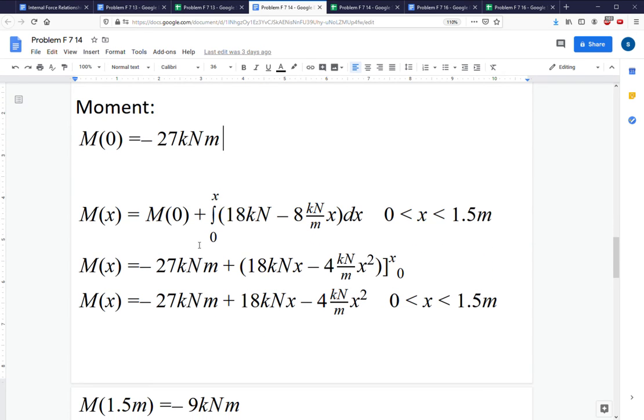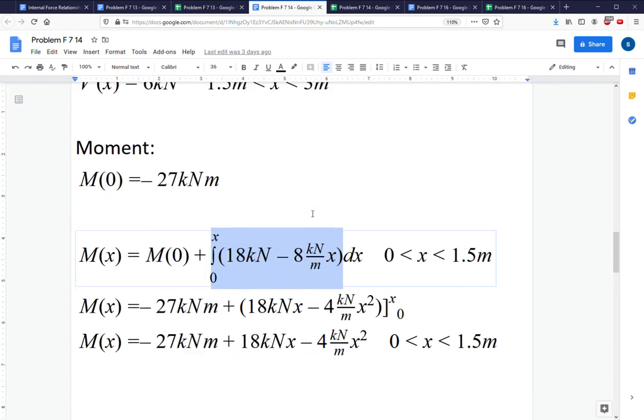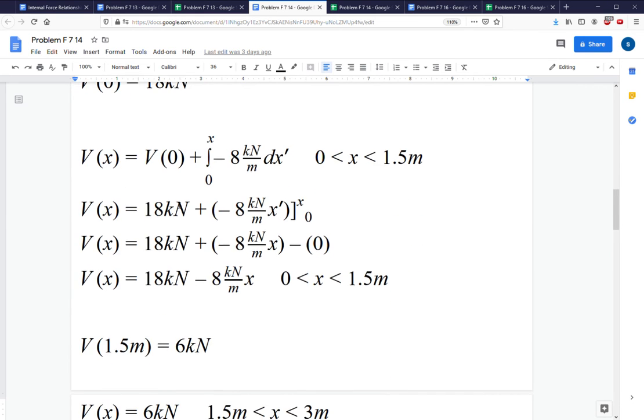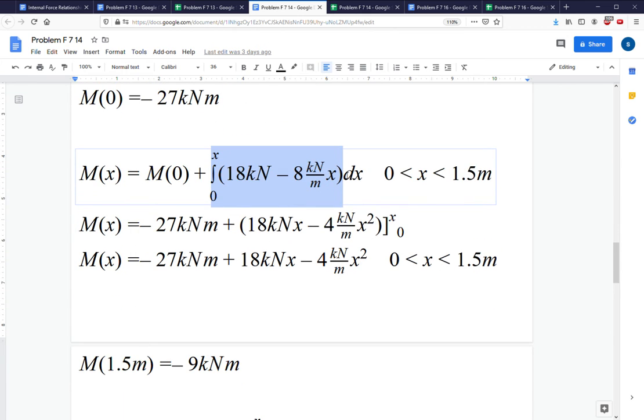We can then find the moment function by saying moment of x is equal to the starting moment plus the integral from 0 to x of our shear function. Now our shear function is given by this formula right here, 18 kilonewtons minus 8 kilonewtons per meter x. So to integrate this, we first take the indefinite integral. So 18 kilonewtons becomes 18 kilonewtons x.